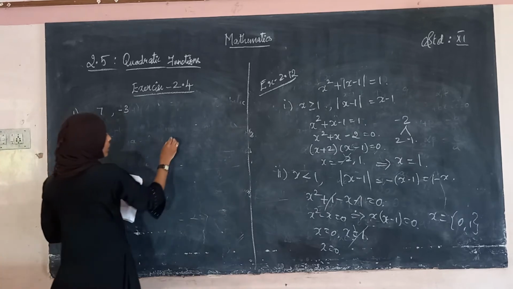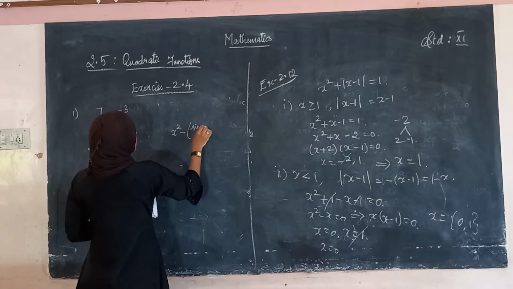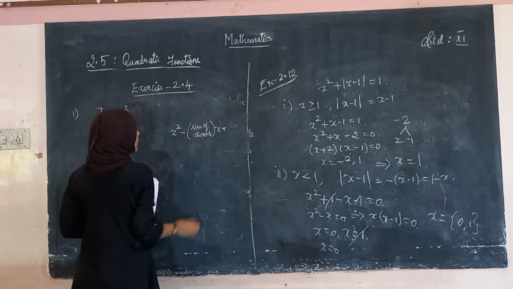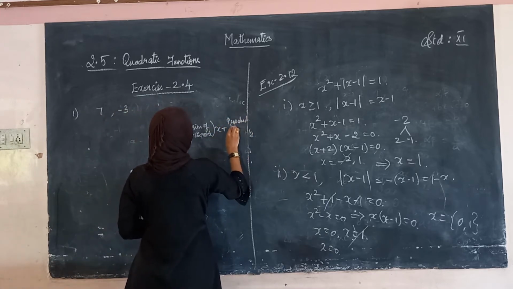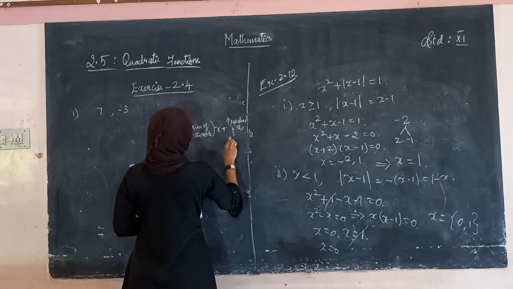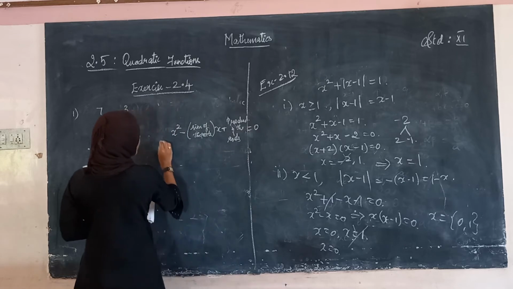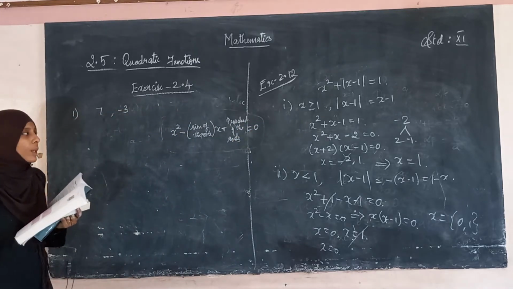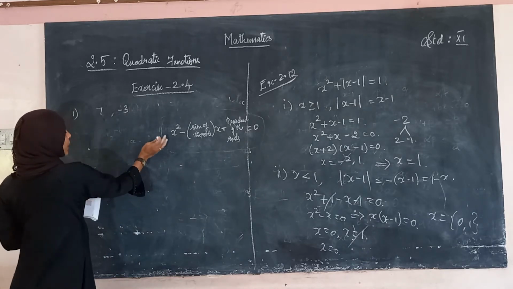We already know that x squared minus sum of the roots into x plus product of the roots will be equal to 0. With this formula, we can find the equation using the roots. This is a formula-like thing, you have to memorize this.